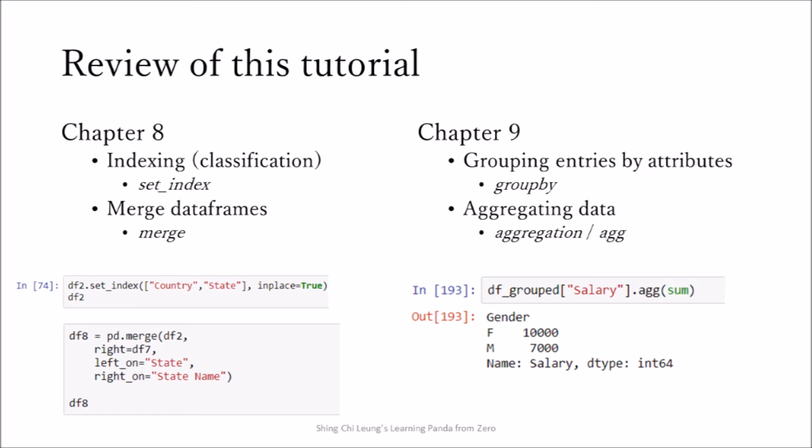Then we discussed another powerful method, groupby. This method helps us to group the column with the same value together, and then form a groupby object, which is a set of labels and their corresponding subset data frame. The features in each subset data frame can be efficiently extracted by the method aggregation, or its abbreviation agg.